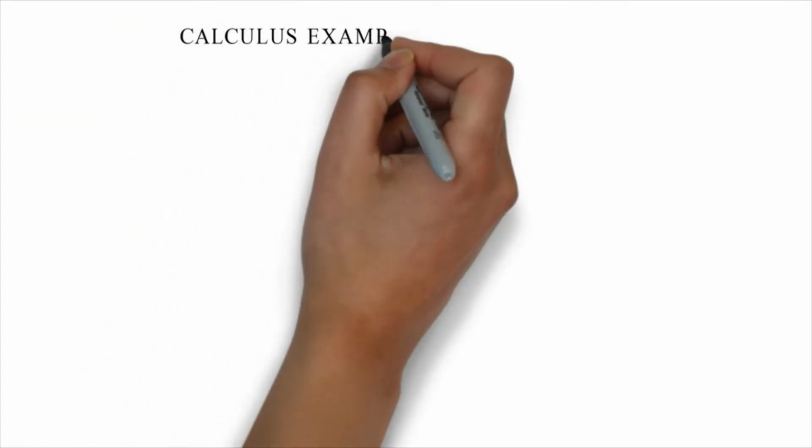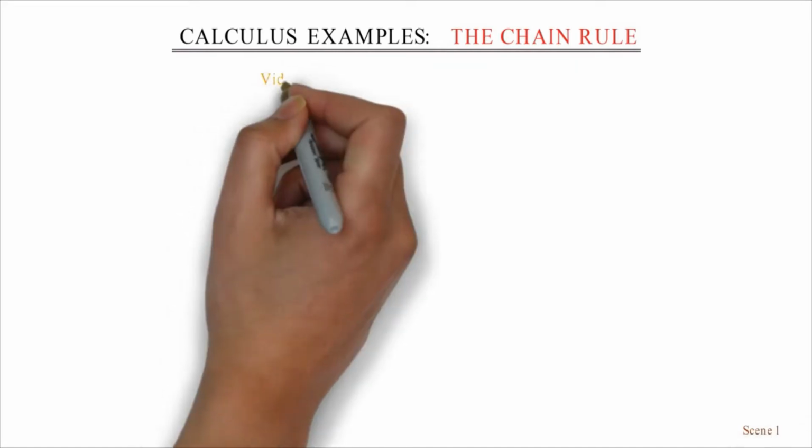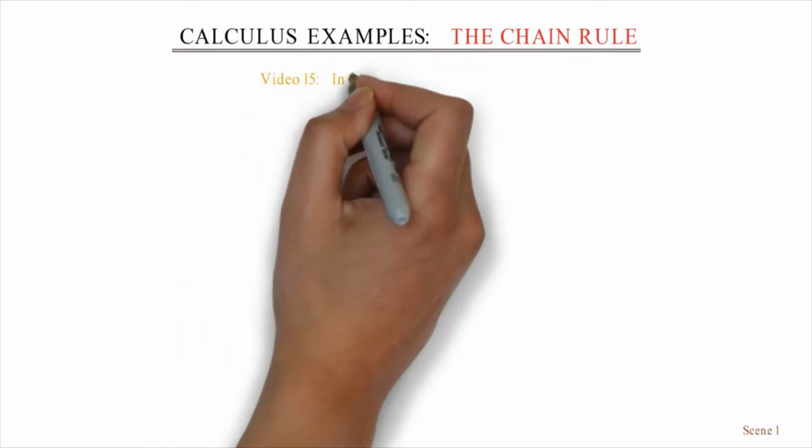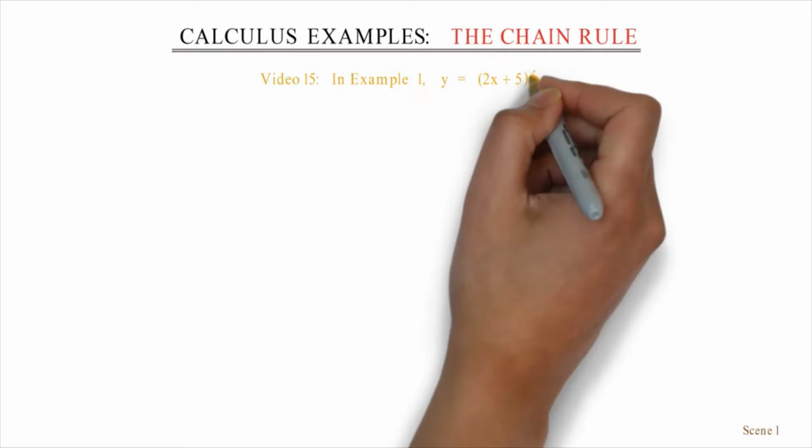Calculus Examples, the chain rule. This is video 15. In example 1, y equals (2x plus 5) to the fourth.